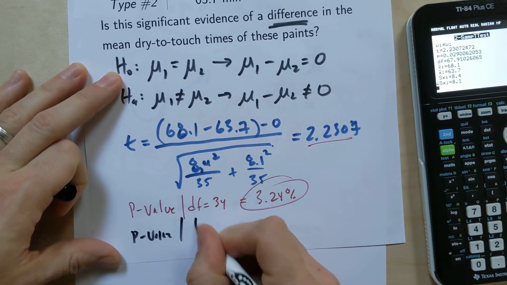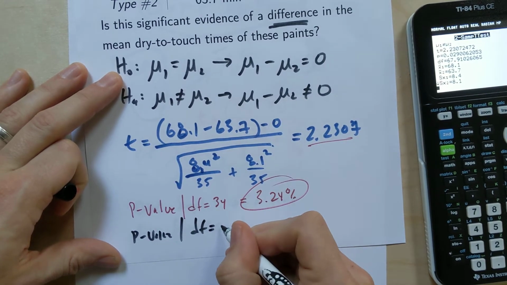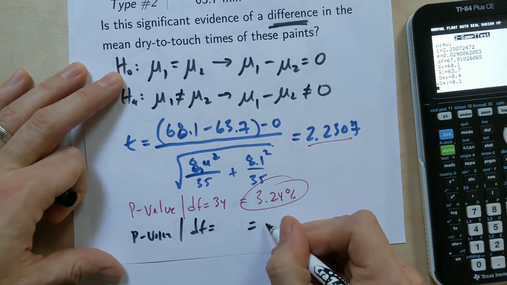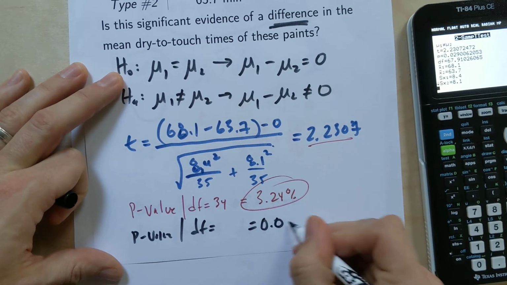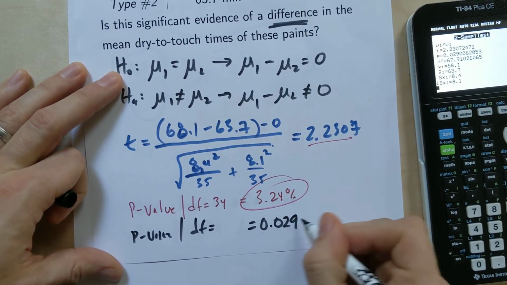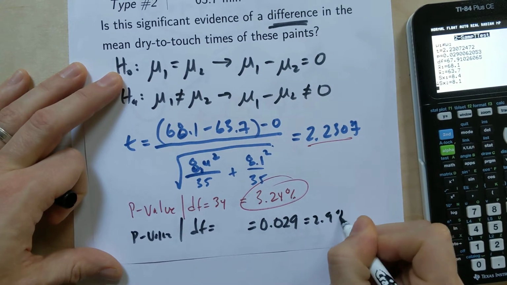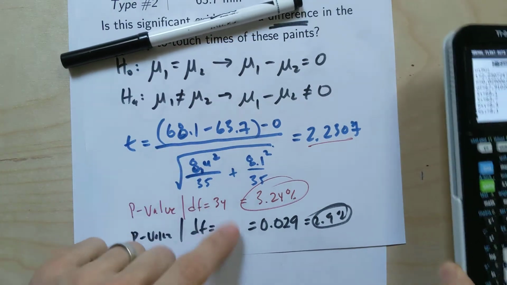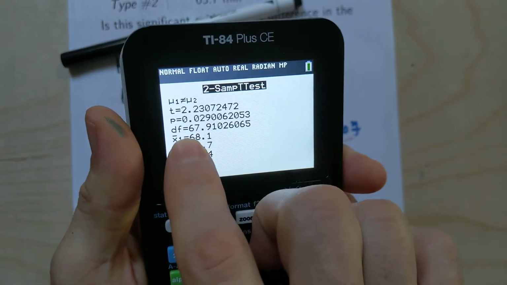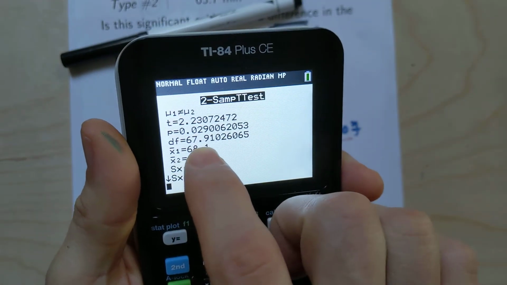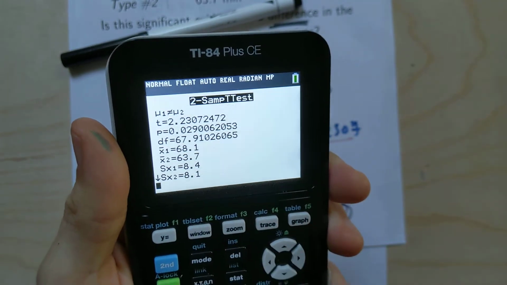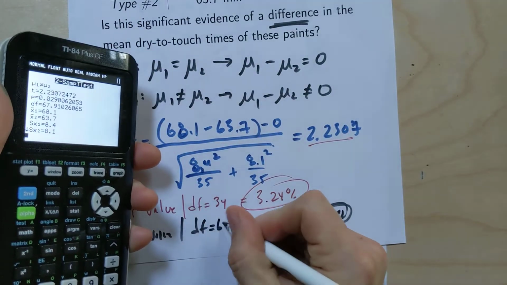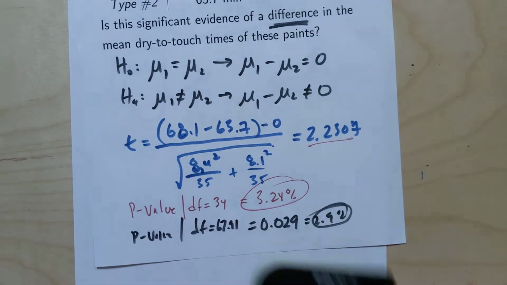The p-value, given that we had a different degree of freedom, we'll see what it was in just a second, will end up equaling 0.029, or 2.9% essentially, right? So we ended up having a smaller p-value. What was the degree of freedom? Well, notice the calculator came up with 67.91. Okay, that's nice. 67.91. How did it come up with that?